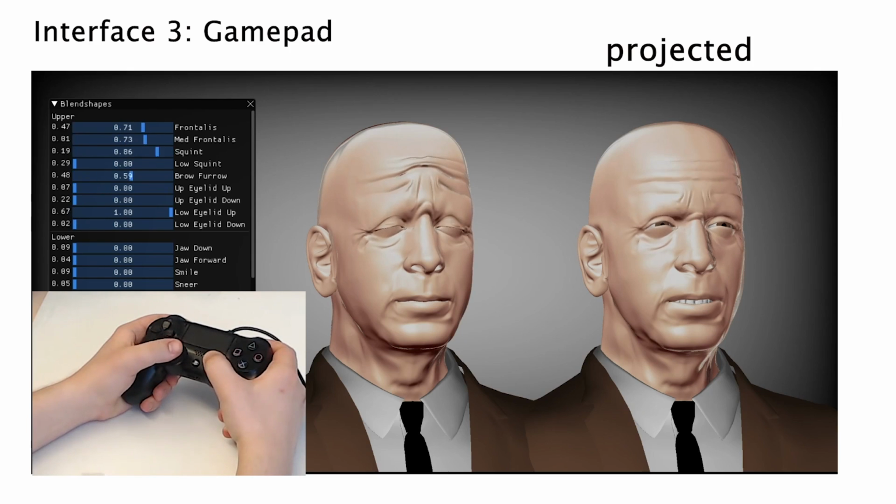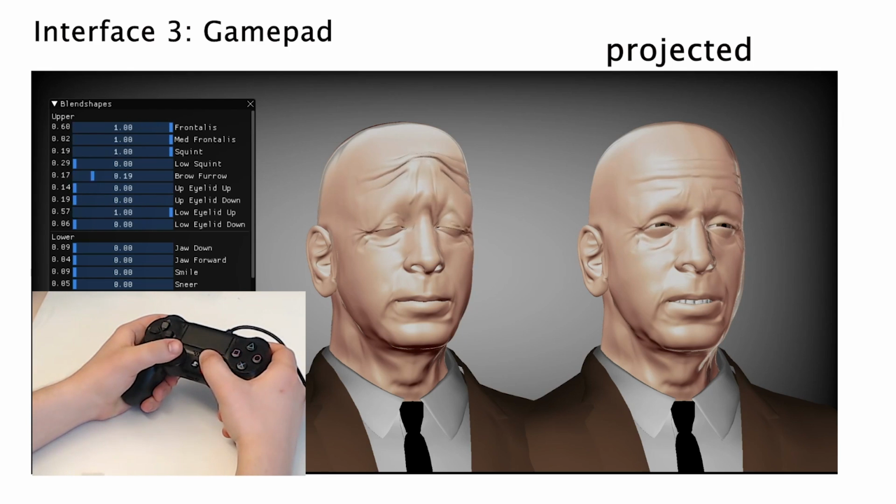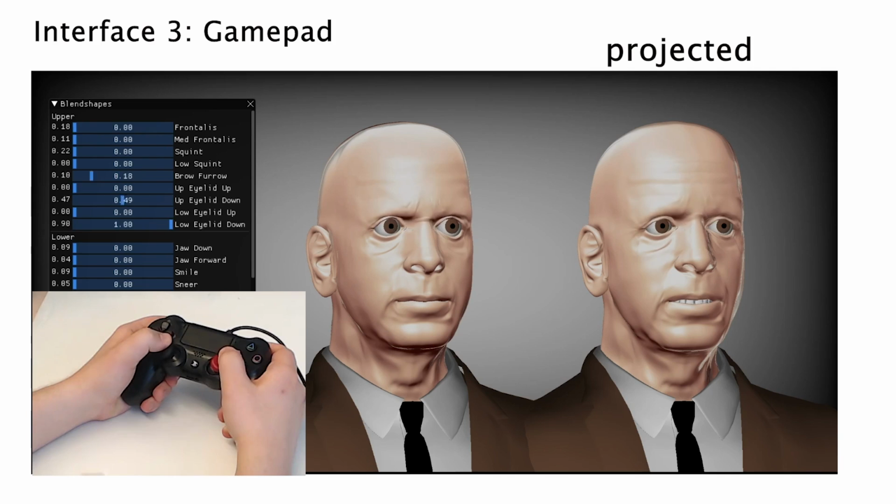Game controllers are familiar interfaces that allow for multidimensional input. We show how users can modify multiple and possibly conflicting parameters simultaneously without leaving the subspace of natural expressions.